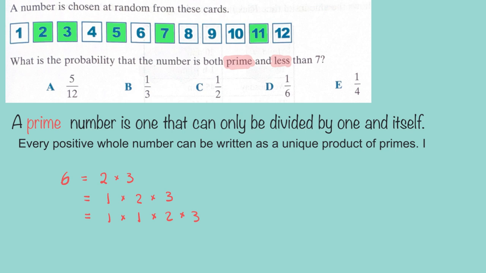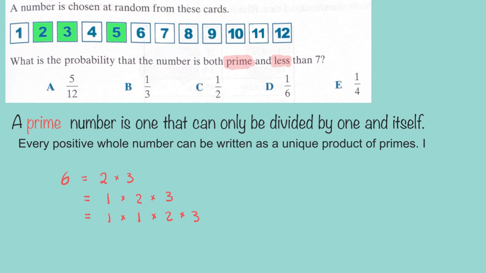So you must remember, in your NAPLAN exam, always remember that if they ask you for primes, 1 is not included. Going back to my question again, I have highlighted all the primes in those cards. But the other part of this question says that it has to be less than 7. Well, definitely 11 is not part of it, so let's just delete 11. The other word that's really important is the one that says less than 7. It does not include 7, so let's also get rid of that.